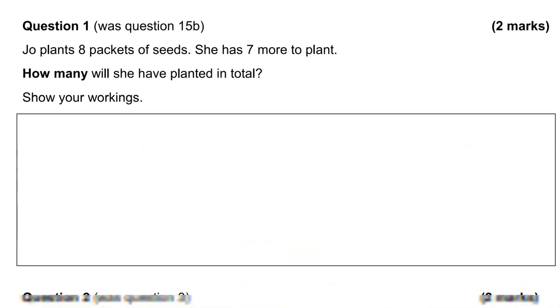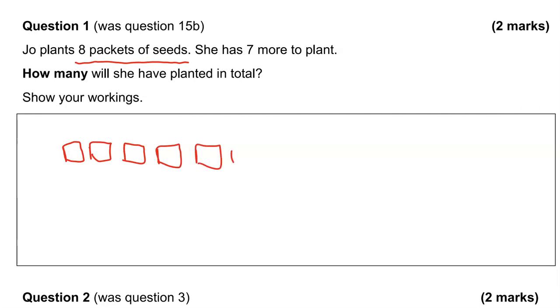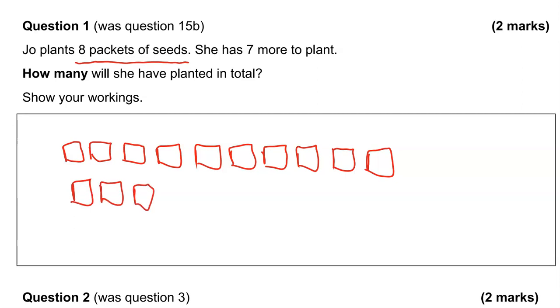Question 1. Jo plants 8 packets of seeds. She has 7 more to plant. How many will she have planted in total? Show your workings. So she has planted 8 packets of seeds. So 1, 2, 3, 4, 5, 6, 7, 8. And she has 7 more to plant. So 1, 2, 3, 4, 5, 6, 7.